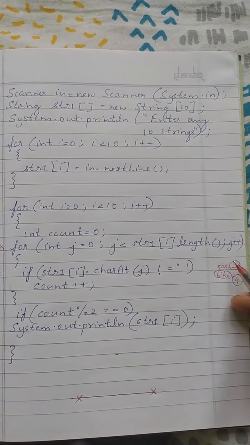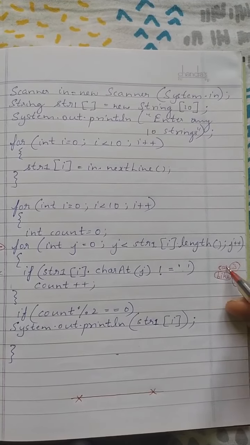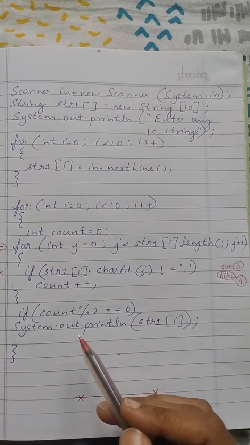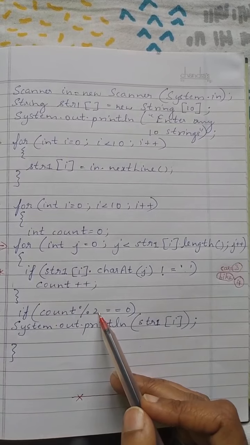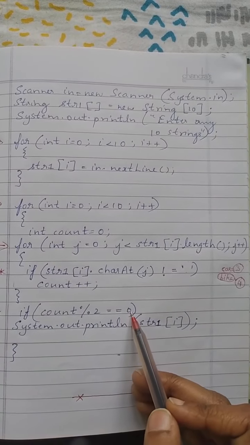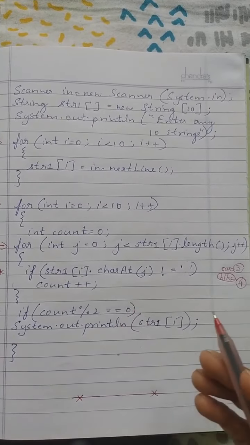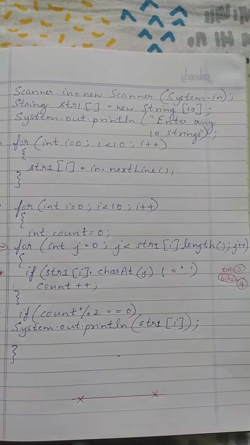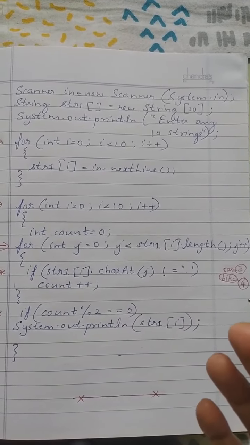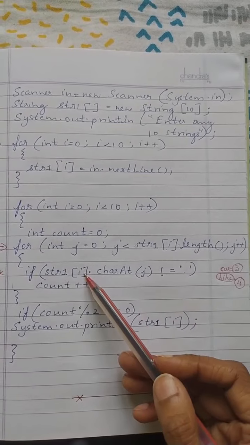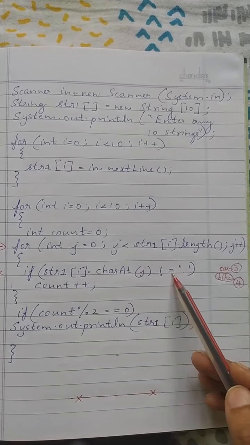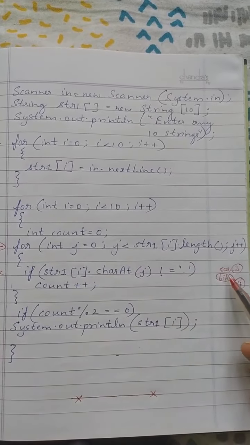So I counted it as 3. For car, 3 characters are there. So I am checking 3 modulus 2. Checking whether I am getting 0 or not. If it is not 0 means it is not an even number. So I cannot print that one. So I will go to the next string and I am checking whether it is not blank. Yeah, it is not blank.